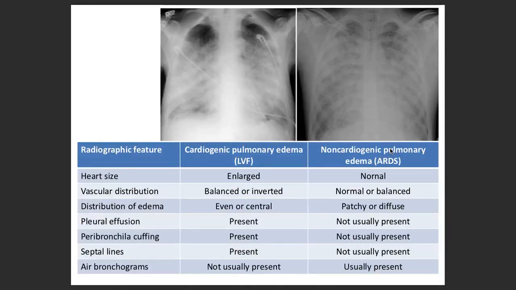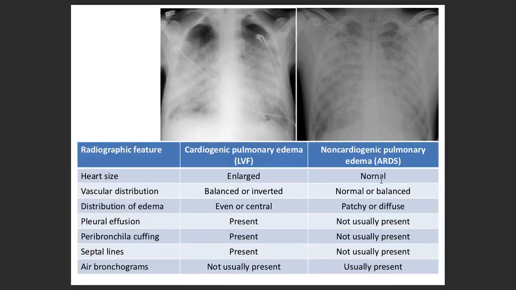And why am I talking about this? A lot of times, especially if a patient is in the ICU, you will have to differentiate between those two, because when you want to do the prognostication of the patient, or even initiate the treatment or therapy, you should be able to differentiate it. So for example, if it is a cardiogenic pulmonary edema, of course the heart size is going to be enlarged.